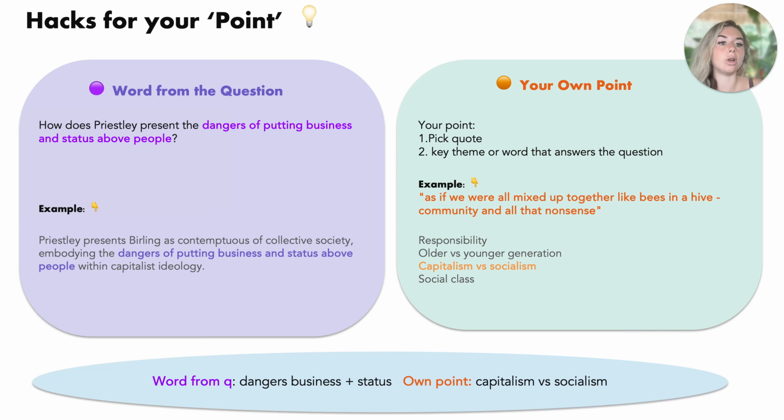So then this is what it kind of looks like as a summary, and I'm going to go through a breakdown here. The word from the question is dangers of business and status, and my own point is capitalism versus socialism. So I'm going to be constantly talking about the dangers of business and status, and I'm going to constantly talk about either the word capitalism or socialism.